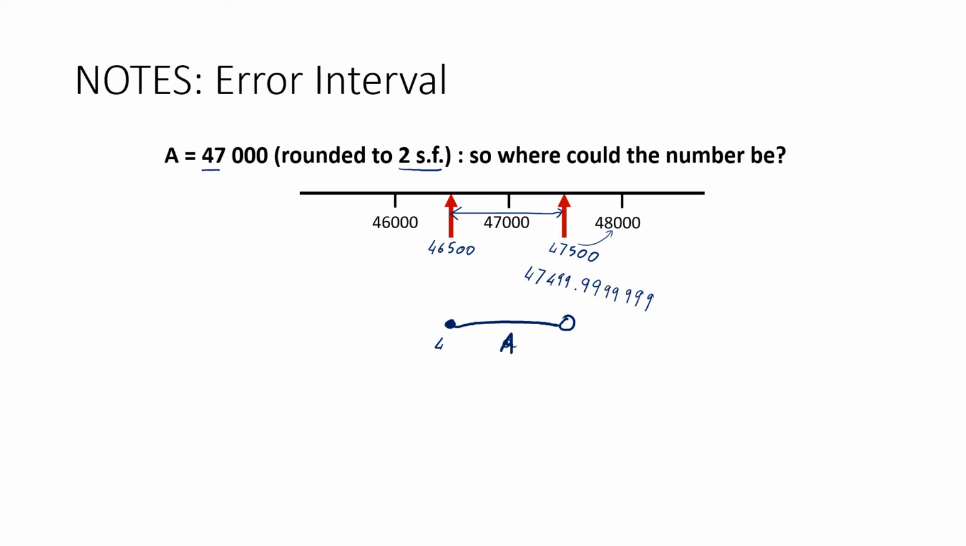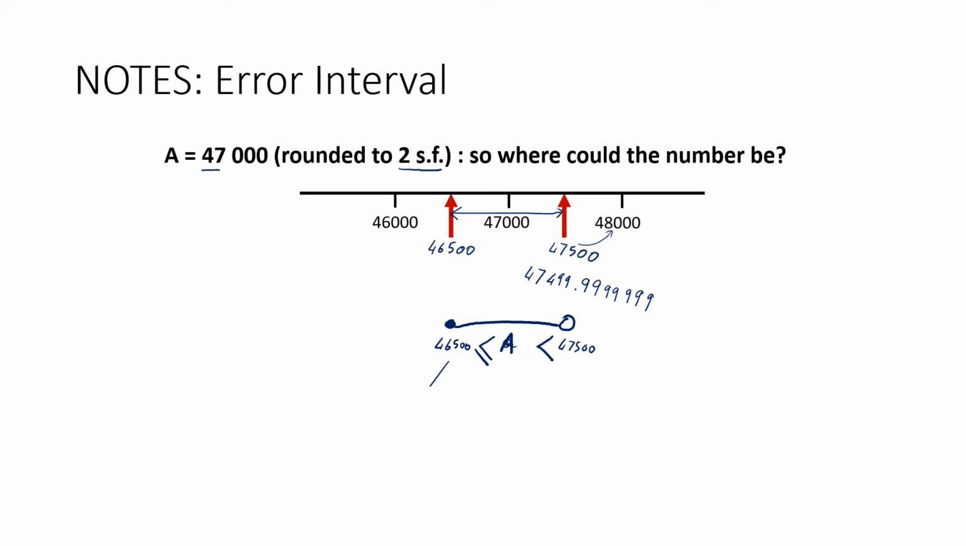It could have been anywhere from 46,500 to 47,500. It has to be bigger than or equal to 46,500, so you can use the signs correctly. And then on the other side, your number A would have to be smaller than 47,500. As we are using strictly smaller rather than less than or equal, we are respecting the fact that 47,500 would round up. So 47,500 doesn't belong to the interval. It's the boundary, it's the limit, but it doesn't belong to the interval. And this is how we find the error interval.